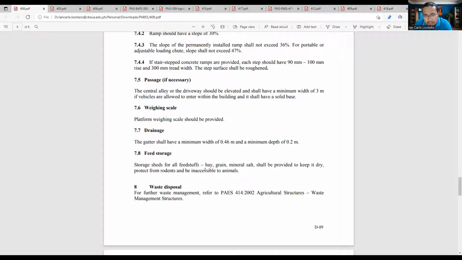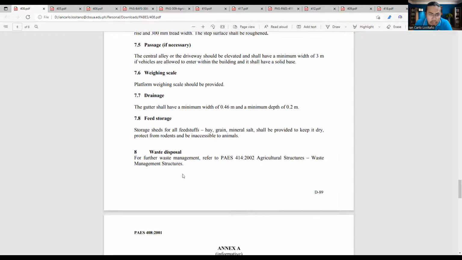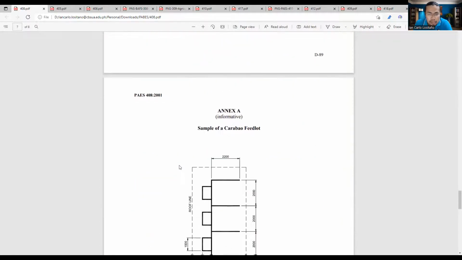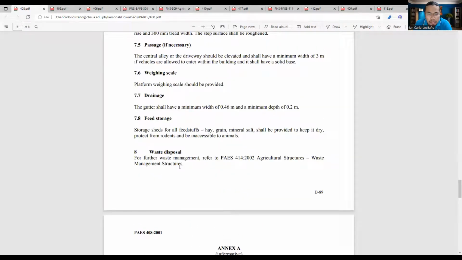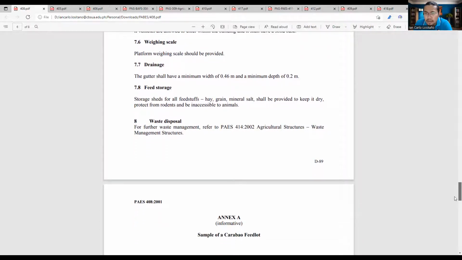containing different kinds of feedstuff from hay, grain, and mineral salt, and thus should be protected from pests and protected from the elements to avoid spoilage. And well, this standard takes note of the waste management standard numbered 414 of 2002.